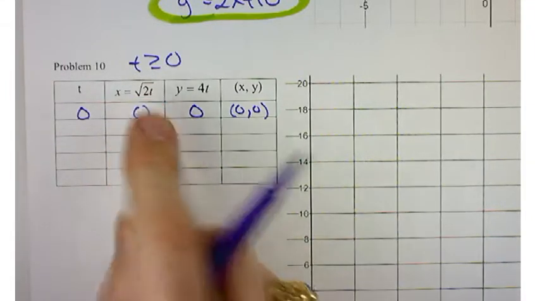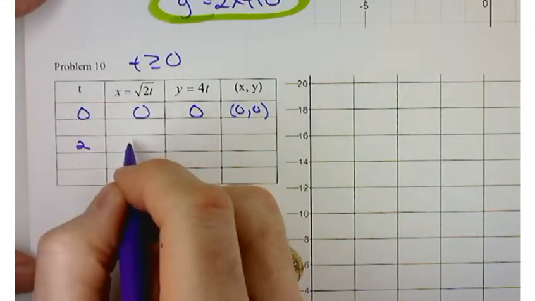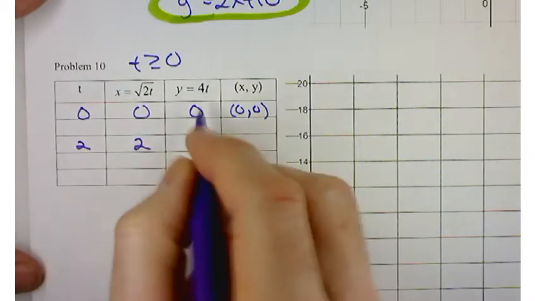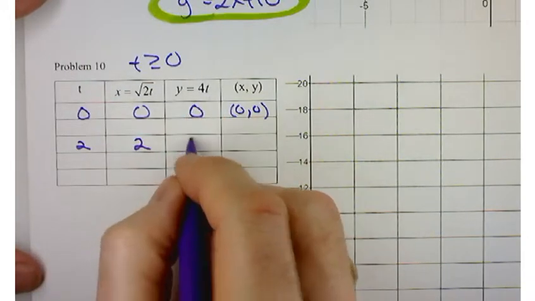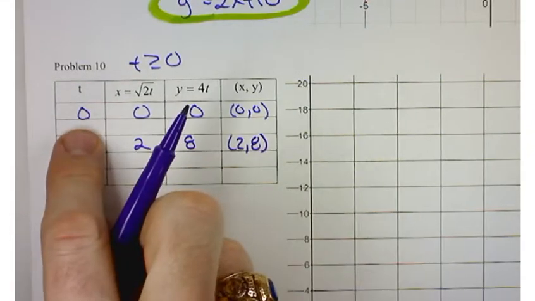2 would work, because 2 times 2 would be 4. Square root of 4 would be 2. And 4 times 2 would be 8. So I get the point 2 and 8. But there's actually one along the way that we missed.